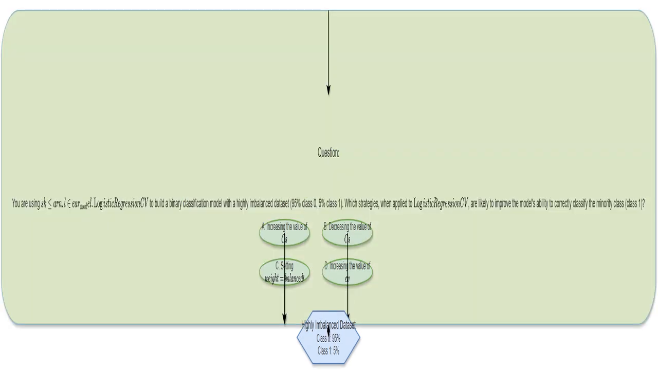I'm using a specific type of logistic regression in Sklearn, a popular machine learning library in Python. LogisticRegressionCV automatically tunes the regularization strength, how much the model is penalized for complexity. The goal is to build a model that accurately identifies the smaller class, which represents only 5% of our data. I need to select strategies that will address the class imbalance I've described above.